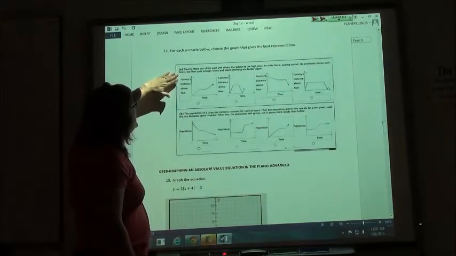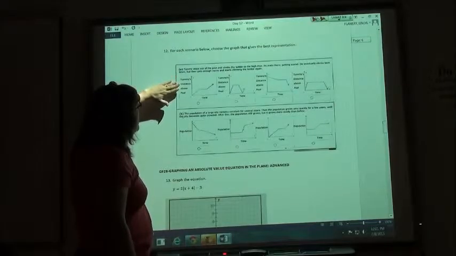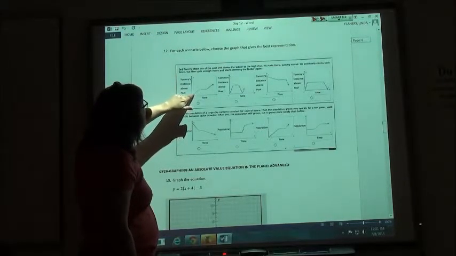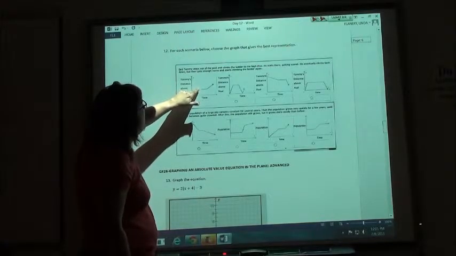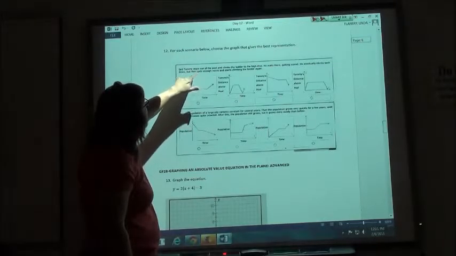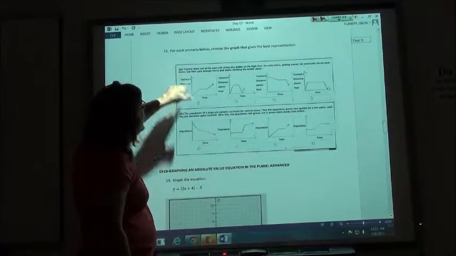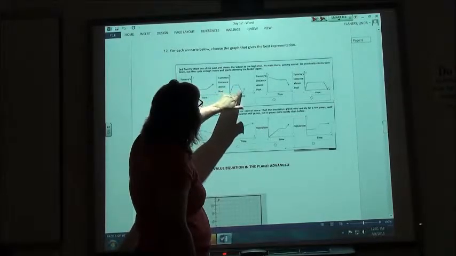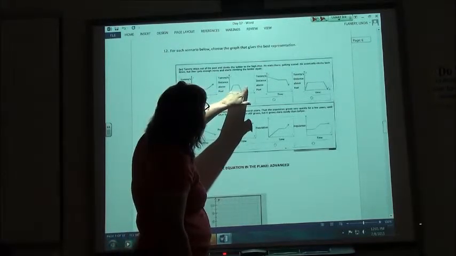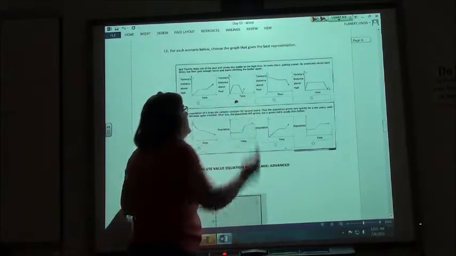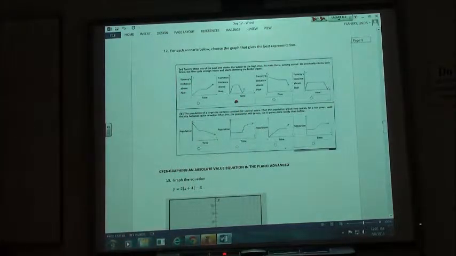So this is a distance above the pool. If he's on the ground, he's at 0. So he's going to climb up the ladder. He's going to wait there. But then he climbs back down. So he climbed up the ladder, waits there, climbs back down, then starts climbing the ladder again. So that second one there looks like it's the best choice.